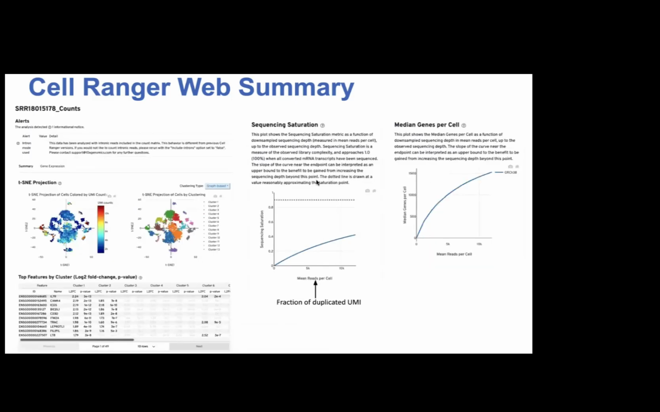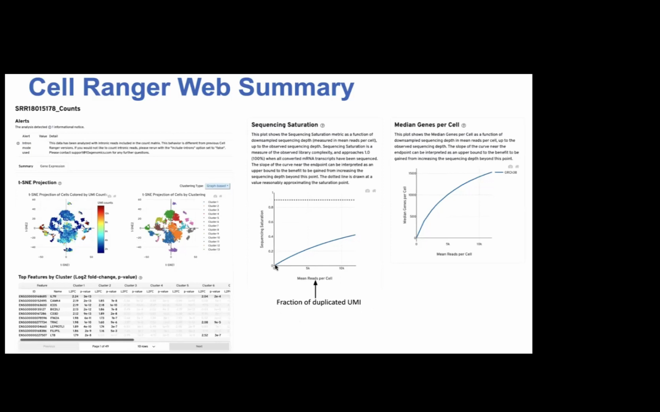And then an interesting one is, it does some clustering, which will be the next lecture, where you can see how the single cells cluster. You'll find some interesting genes that are unique to the clusters. And then here, these are kind of interesting. This is the sequencing saturation and median genes per cell. These plots will give you an idea if you were too stingy when you decided how to sequence your data, I guess. So this plot here will tell you the fraction of duplicated UMIs.